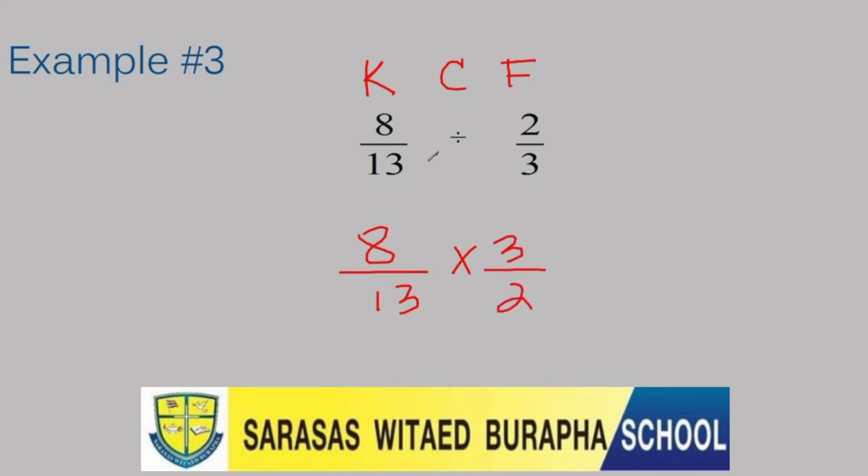Now you solve like a regular multiplication problem. 8 times 3 is 24. 13 times 2 is 26. I can divide 2 into both my 24 and 26 to simplify, and that would give me 12/13. So my answer to example number 3 is 12/13.